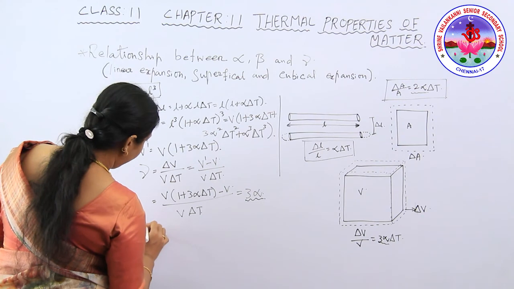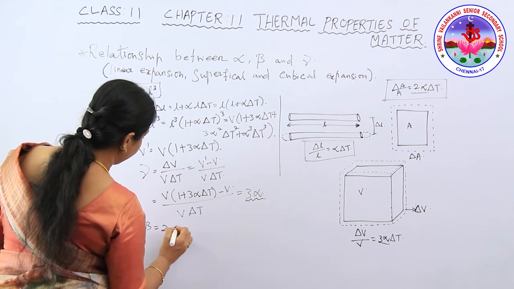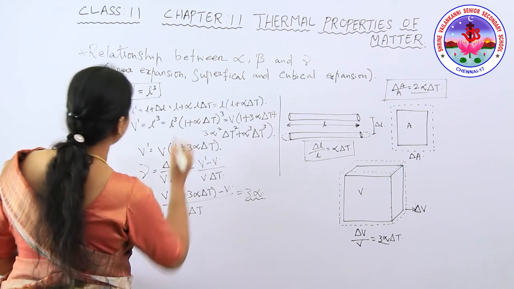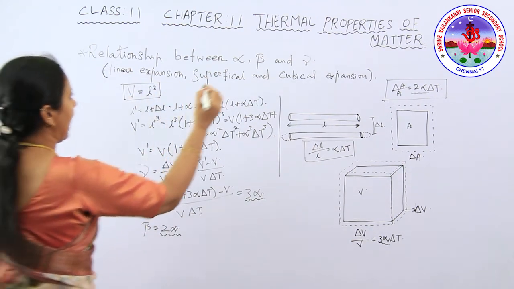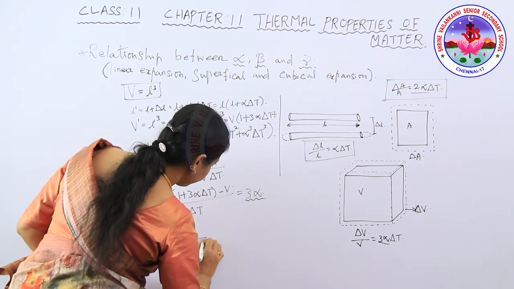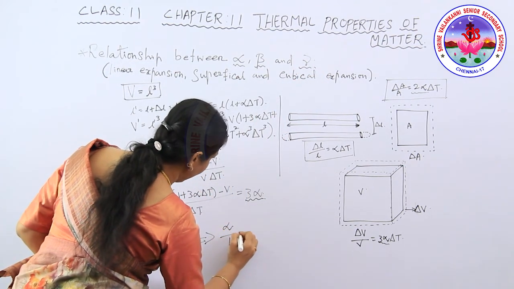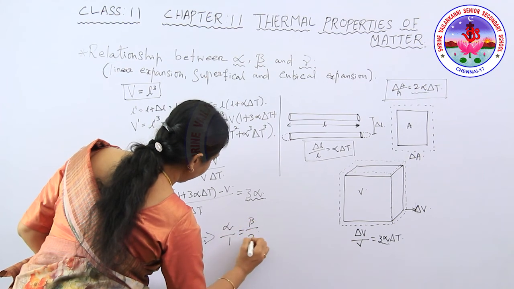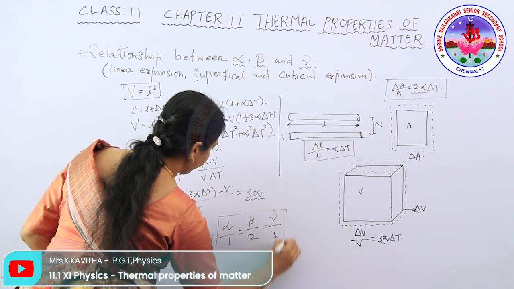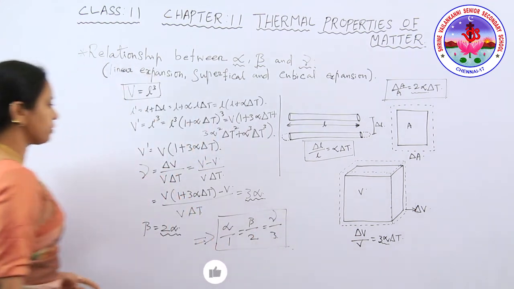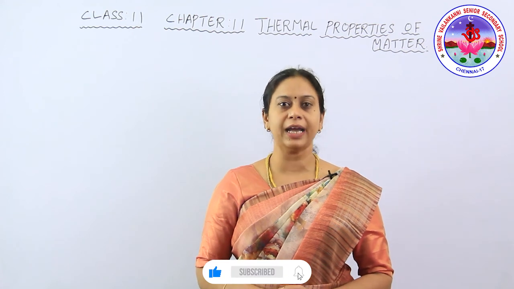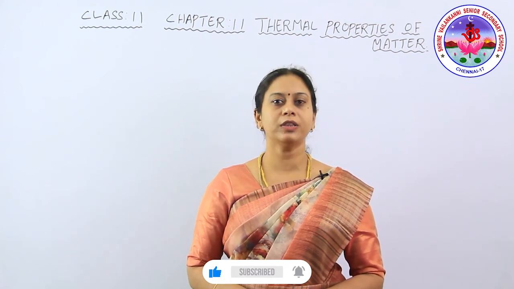Now beta is equal to 2 alpha also. From this we can write the relation between alpha, beta and gamma, that is alpha by 1 is equal to beta by 2 is equal to gamma by 3, right? Yes students, so far we have learnt about thermal expansion in detail. You might have understood. Thank you students.